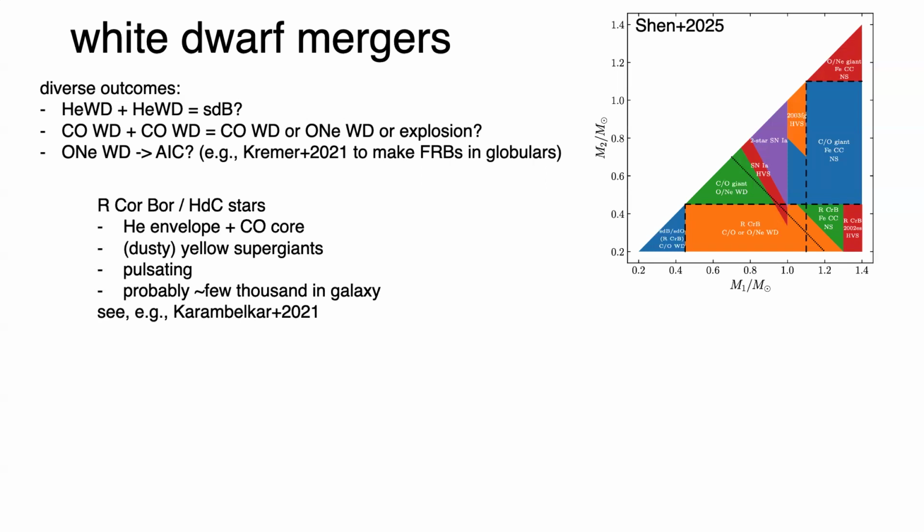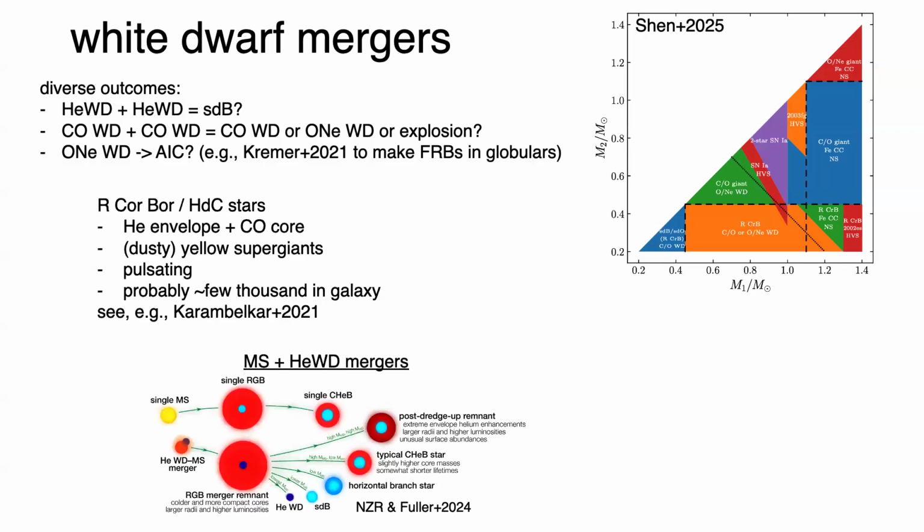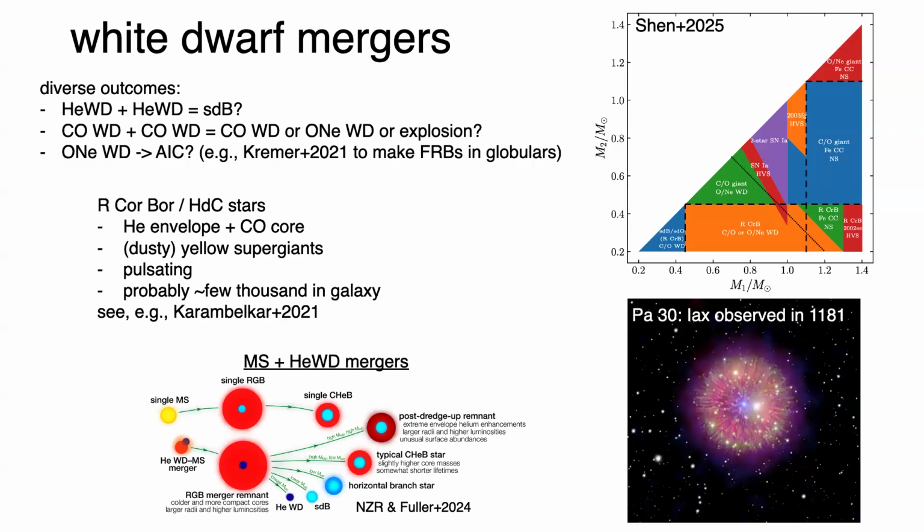And there are probably a few thousand in the galaxy, of which approximately 1,000 have been discovered by Viraj, or at least put in a catalog. Also, white dwarfs can merge with other objects like helium white dwarfs or other things, and I have a paper about this, which I won't talk that much about.